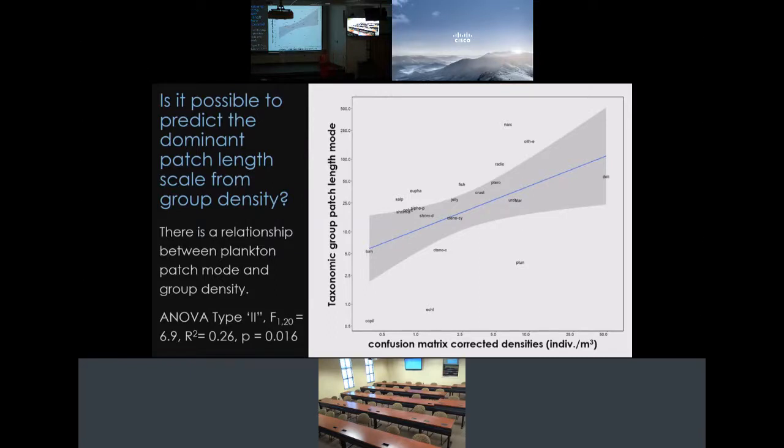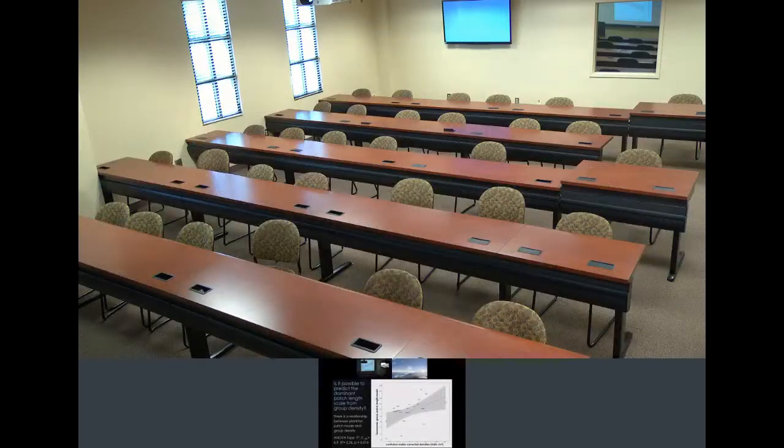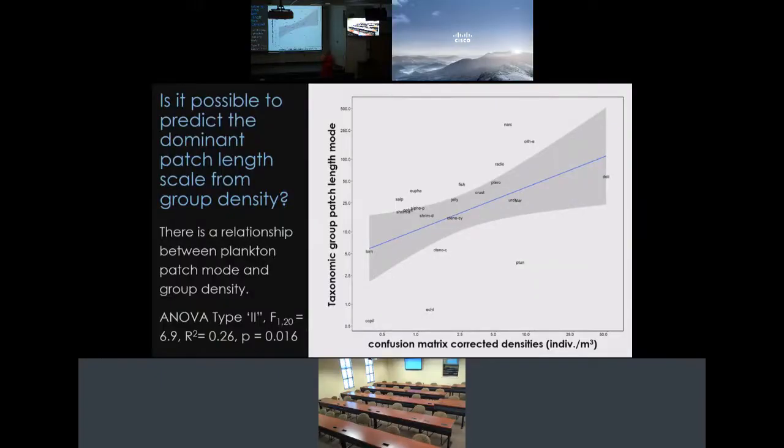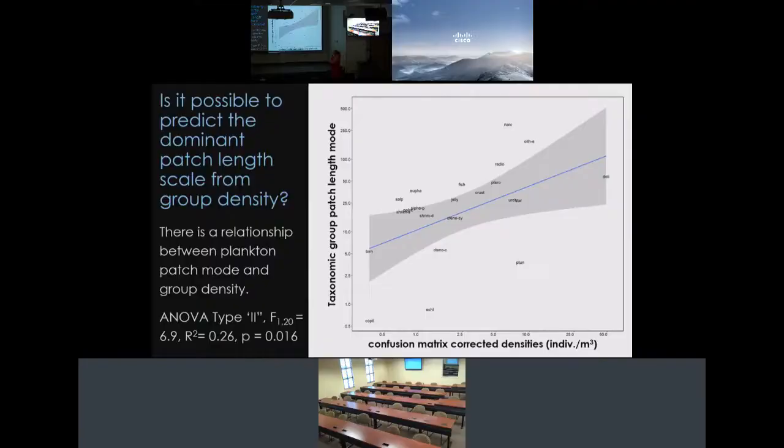So not everyone has an ISIS, and if you want to look at patchiness, it'd be nice if you could predict what that scale of aggregation is for the group that you care about. And so one interesting outcome of this analysis was that we found a relationship between the overall group density, corrected for the confusion matrices, so we're correcting for the computer making mistakes, and the dominant length scale of that group that we found.